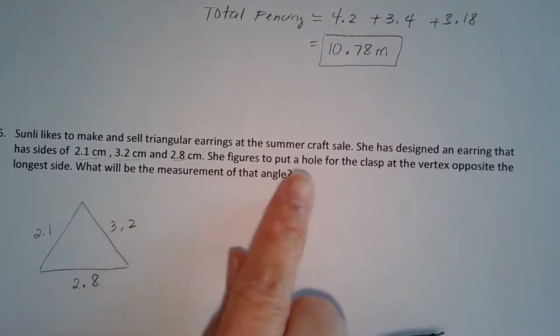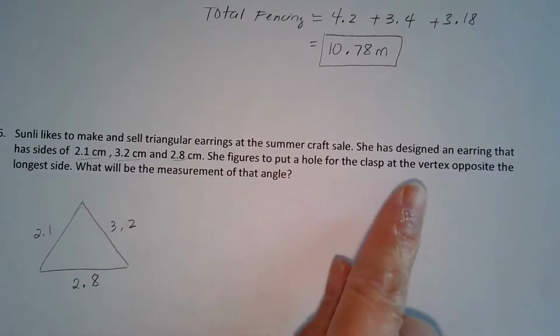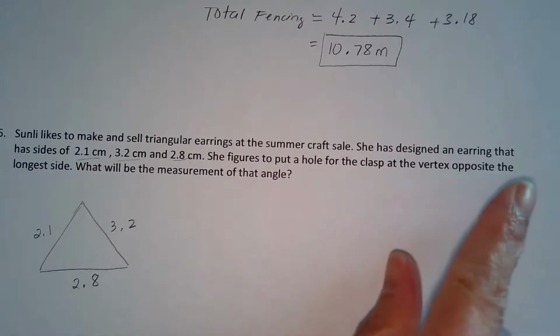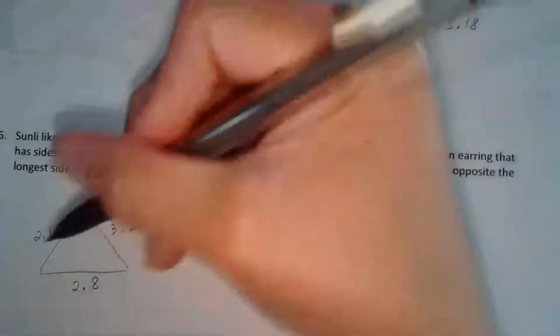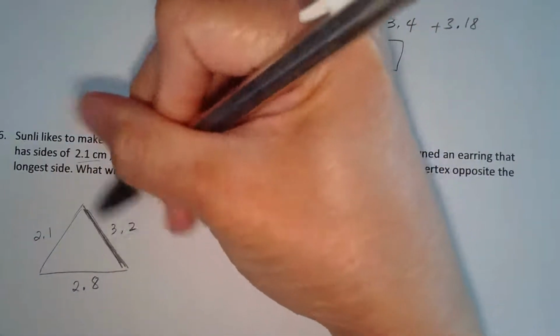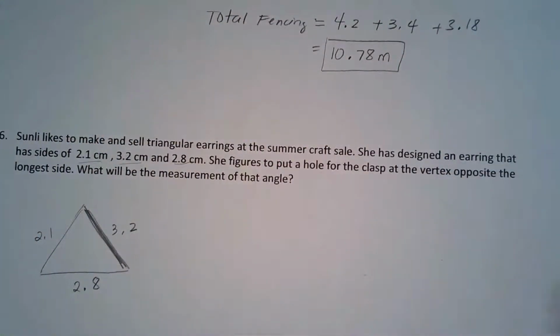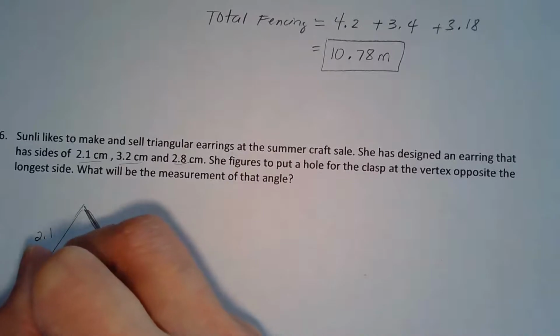She figures to put a hole for the clasp at the vertex opposite the longest side. Okay, here. So this is the longest side, so she's going to put a clasp in here.